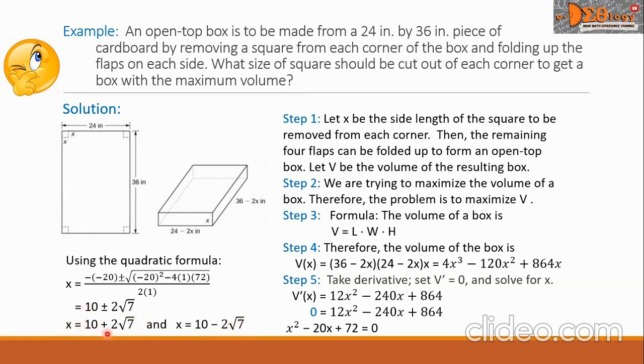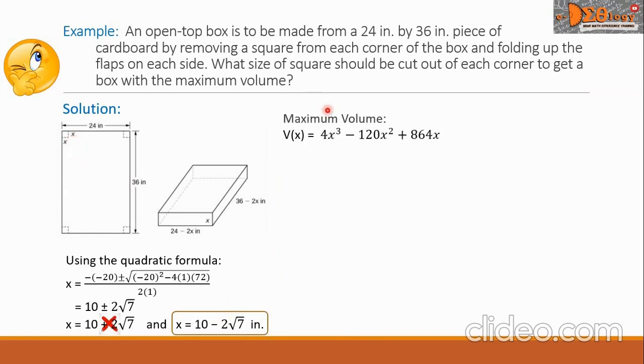Let's start with this 10 plus 2 square root of 7. When we substitute this 10 plus 2 square root of 7 to this side of the box, we will see that we will get a negative value. It means this value of x is not acceptable. So we have this value of x, 10 minus 2 square root of 7, to be the accepted one. Then we will write the unit of measurement, the inches. This is now the final answer. This is the side of the square in here.